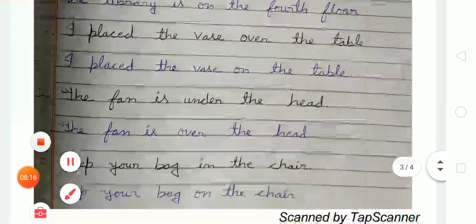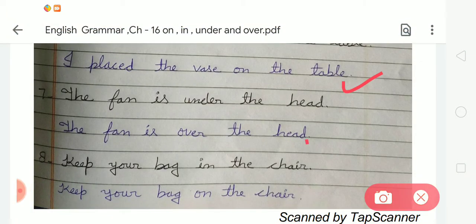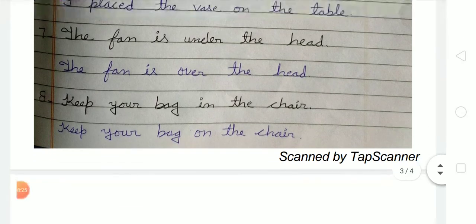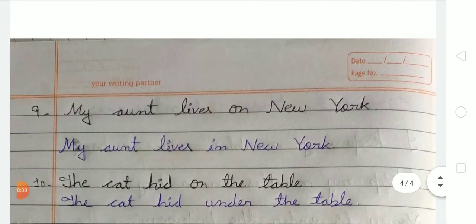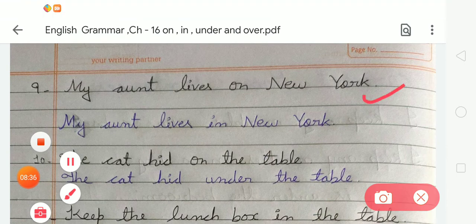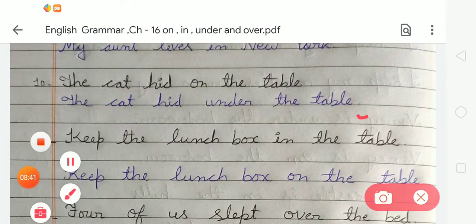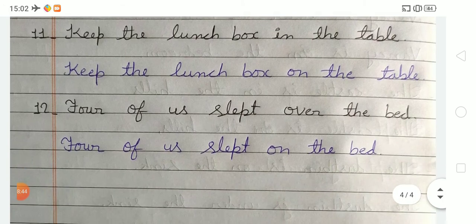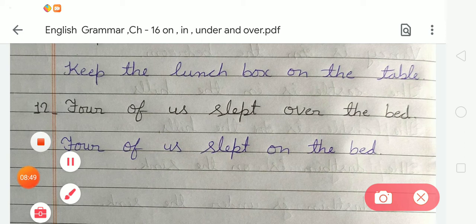Next, number 6, I place the vase on the table. 7th is, the fan is over the head. Number 8 is, keep your bag on the chair. After that, next, number 9, my aunt lives in New York. Number 10, we have to write, the cat hide under the table. Next, number 11, we have to write, keep the lunchbox on the table. And at last, number 12, we have to write, 4 of us slept on the bed.